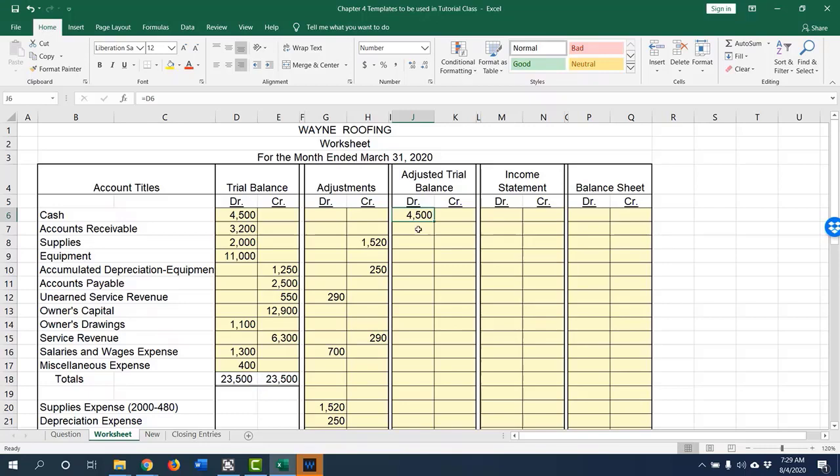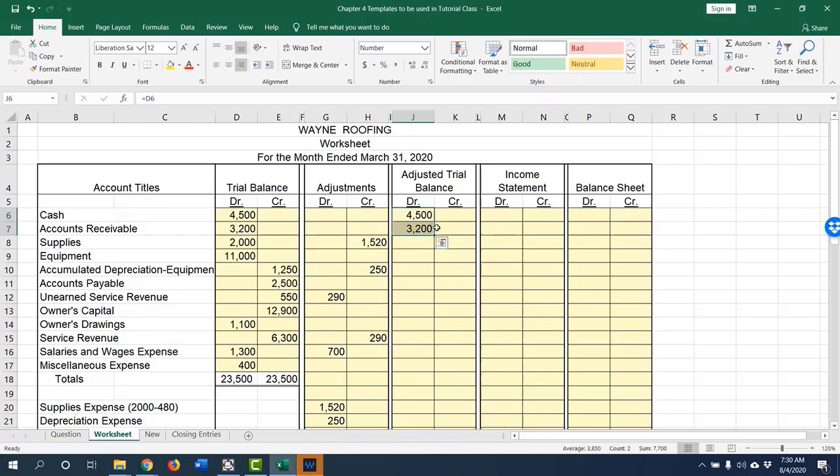Next one, accounts receivable. Previously it has a debit balance of 3,200, and there is no adjusting entry related to accounts receivable in this particular problem. So the balance will remain the same, 3,200 on the same side. No change. Very simple. So the unadjusted and adjusted balances of these two accounts are the same.